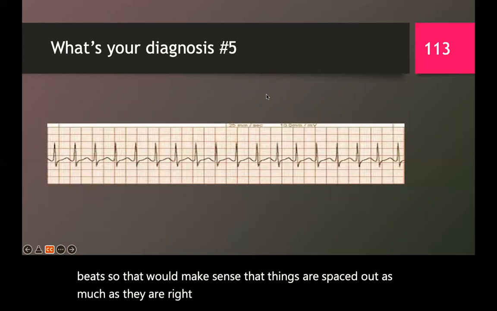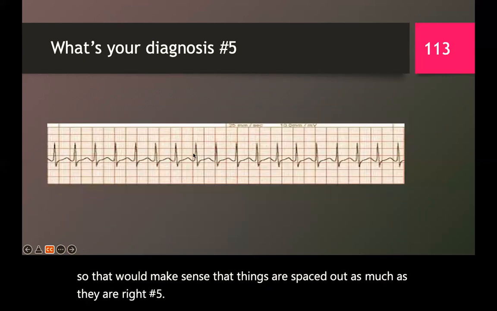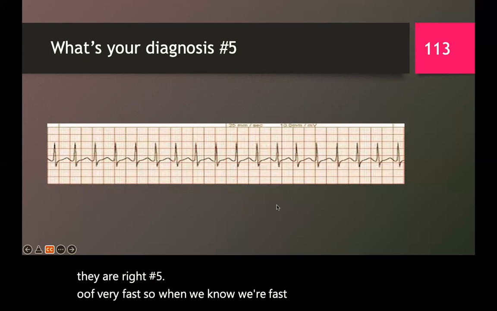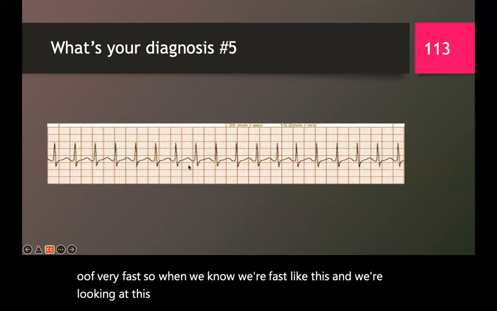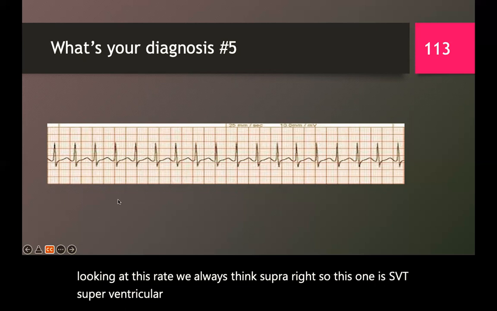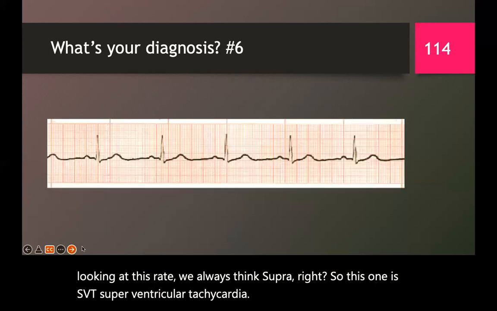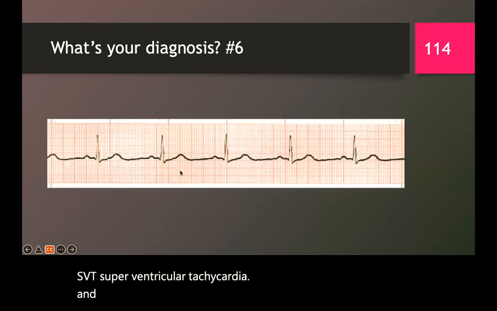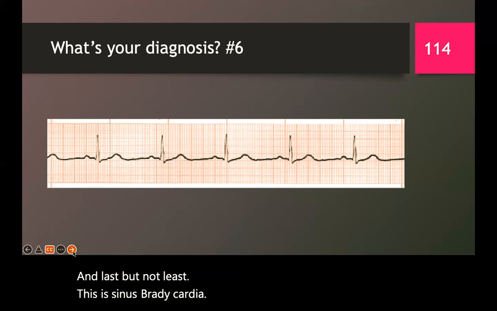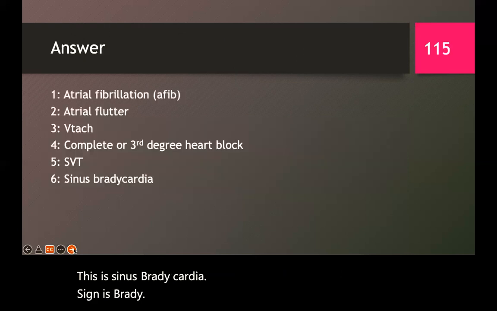Number 5. Oof, very fast. So when we know we're fast like this and we're looking at this rate, we always think supra, right? So this one is SVT, supraventricular tachycardia. And last but not least, this is sinus bradycardia. Sinus brady. All right, here are your answers in case you wanted to review them.